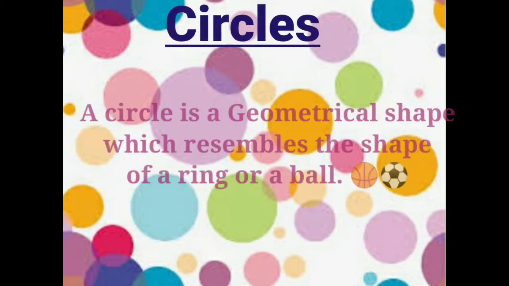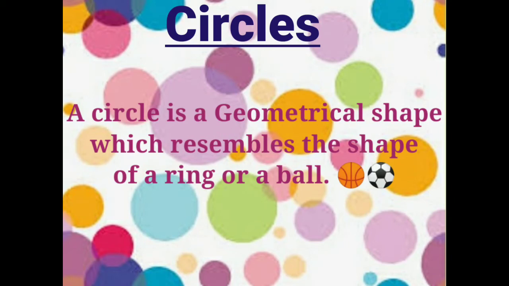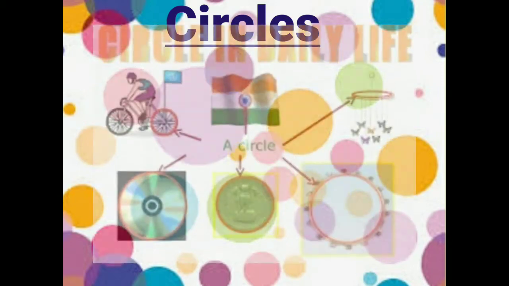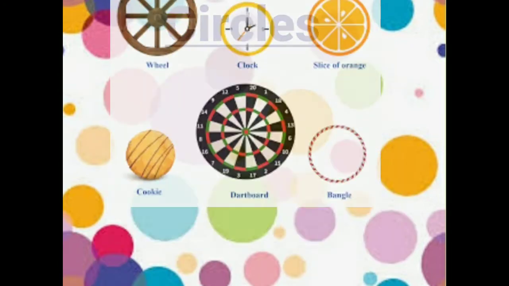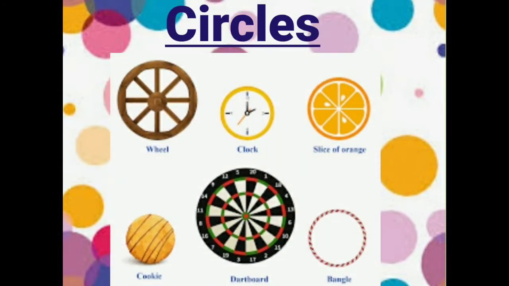Today, the topic that we are going to talk about is circles. A circle is basically a geometrical shape which resembles the shape of a ring or a ball. Here are some different examples of shapes resembling circles that you see in your daily life: a wheel, a clock, a slice of orange, a cookie, a dashboard, a bangle, etc.